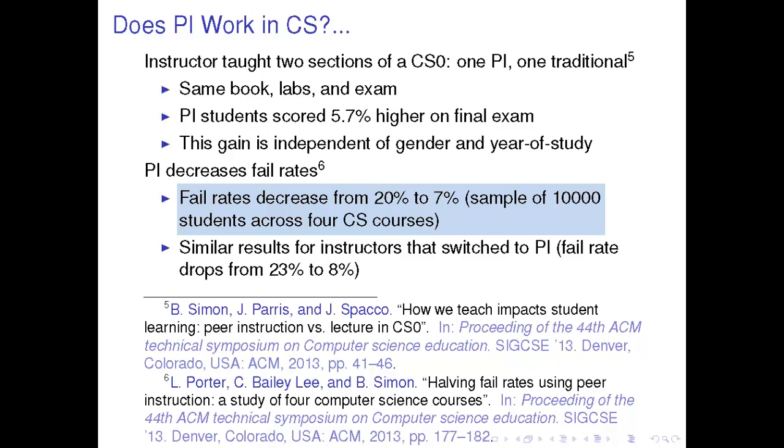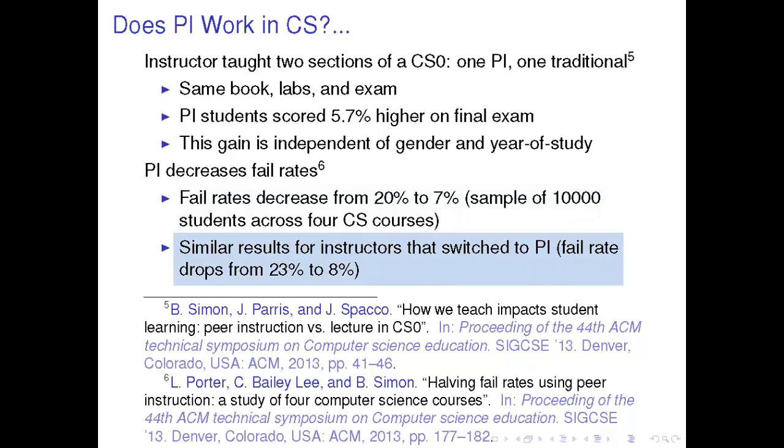We also found that peer instruction decreases fail rates by quite a bit, so fewer students are failing these CS courses, and it also reduces fail rates within instructors. So if we have an instructor that switches from lecturing to peer instruction, their fail rates also decrease. So it's not just an artifact of good lecturers using peer instruction. It actually happens for everyone who switches from lecture to peer instruction.